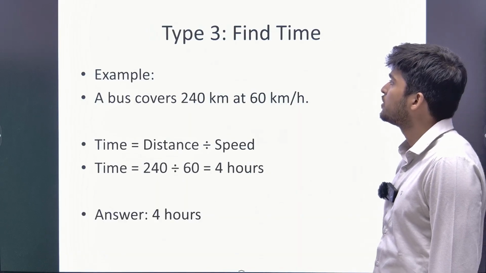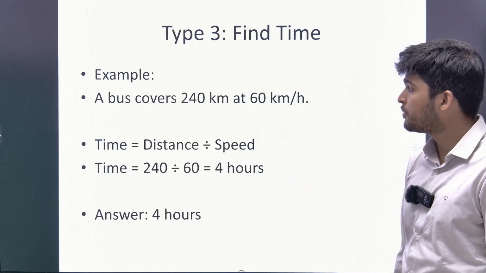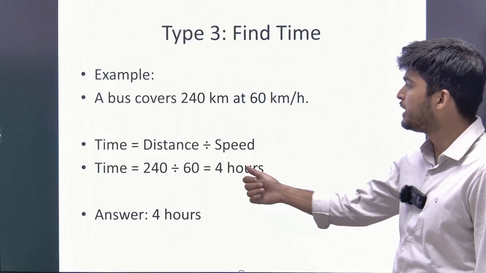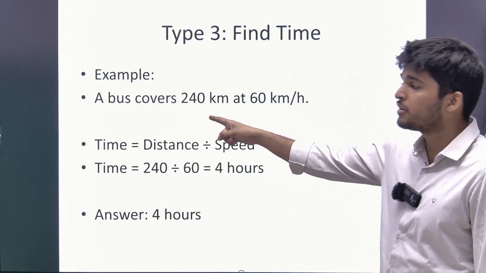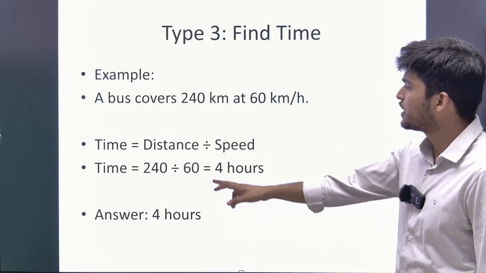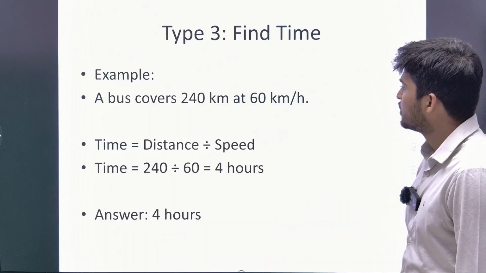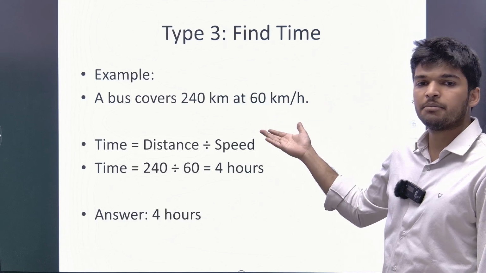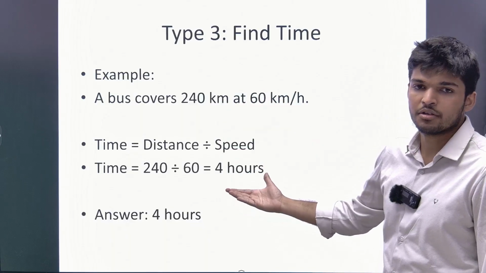Another example in which we have to find time. A bus covers a distance of 240 kilometers at 60 kilometer per hour. So the time taken would be distance divided by speed. That is, distance is 240 kilometers and speed is 60 kilometer per hour. So distance upon speed, that is 240 upon 60, equals 4 hours. If in this question the speed which is given would have been in meter per second, we had to convert it into kilometer per hour to solve this question.